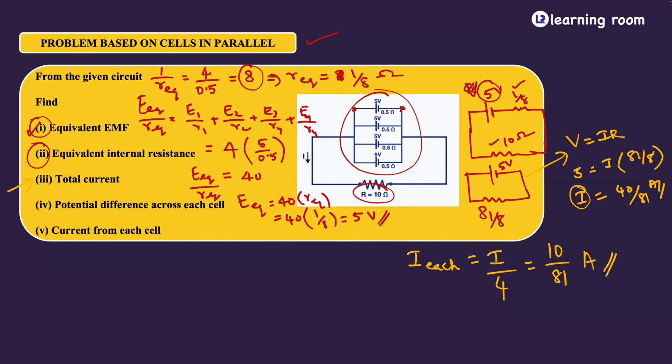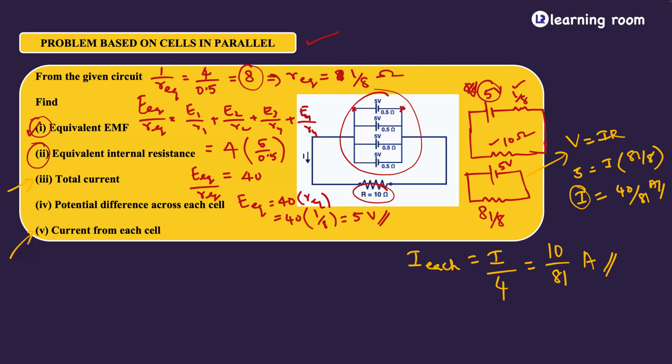4 cells, right? These 4 cells put together are supplying a current of 40 by 81. So how much will each cell supply? Since everything is identical, 40 by 81 by 4. It is 10 by 81. Clear? So this is the answer for the 5th part of the question.